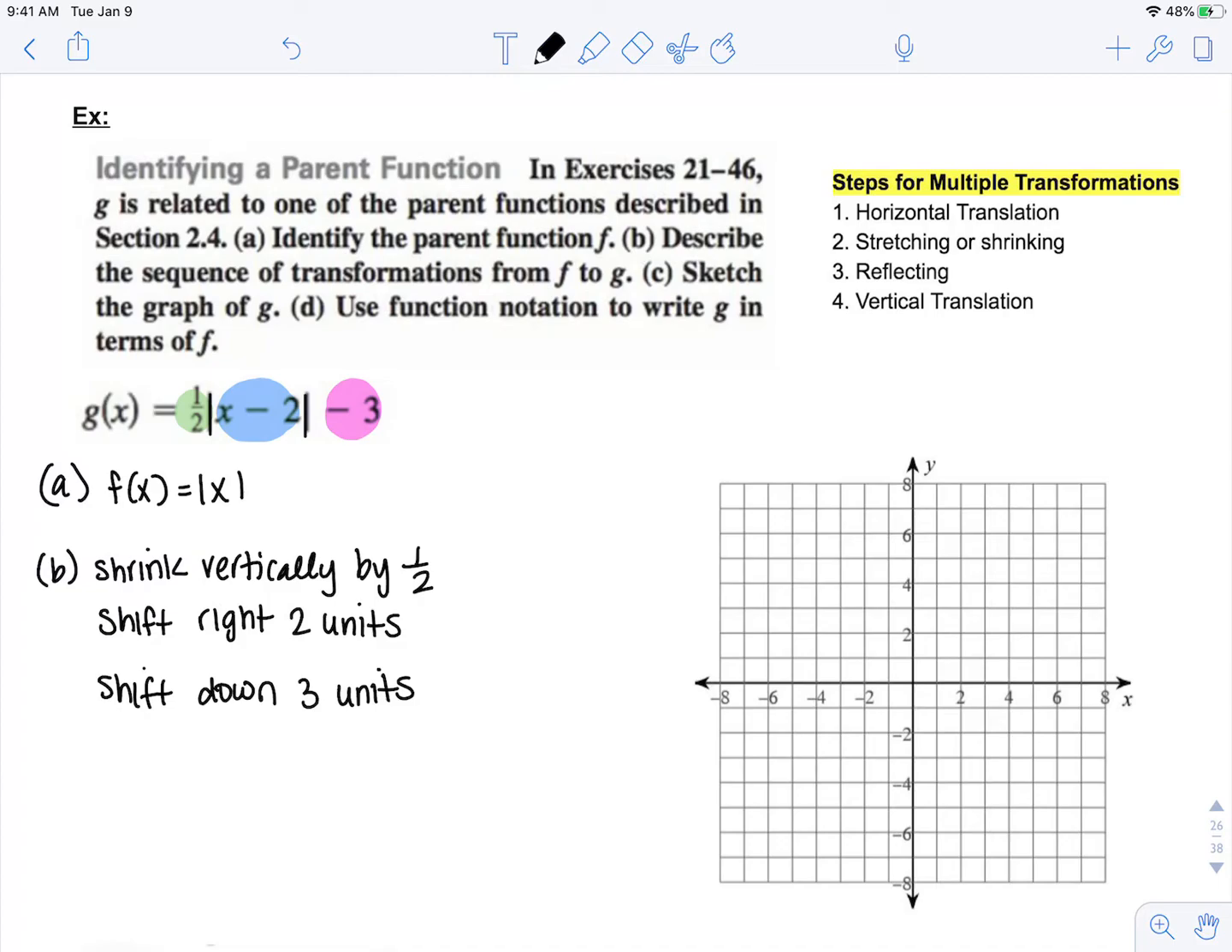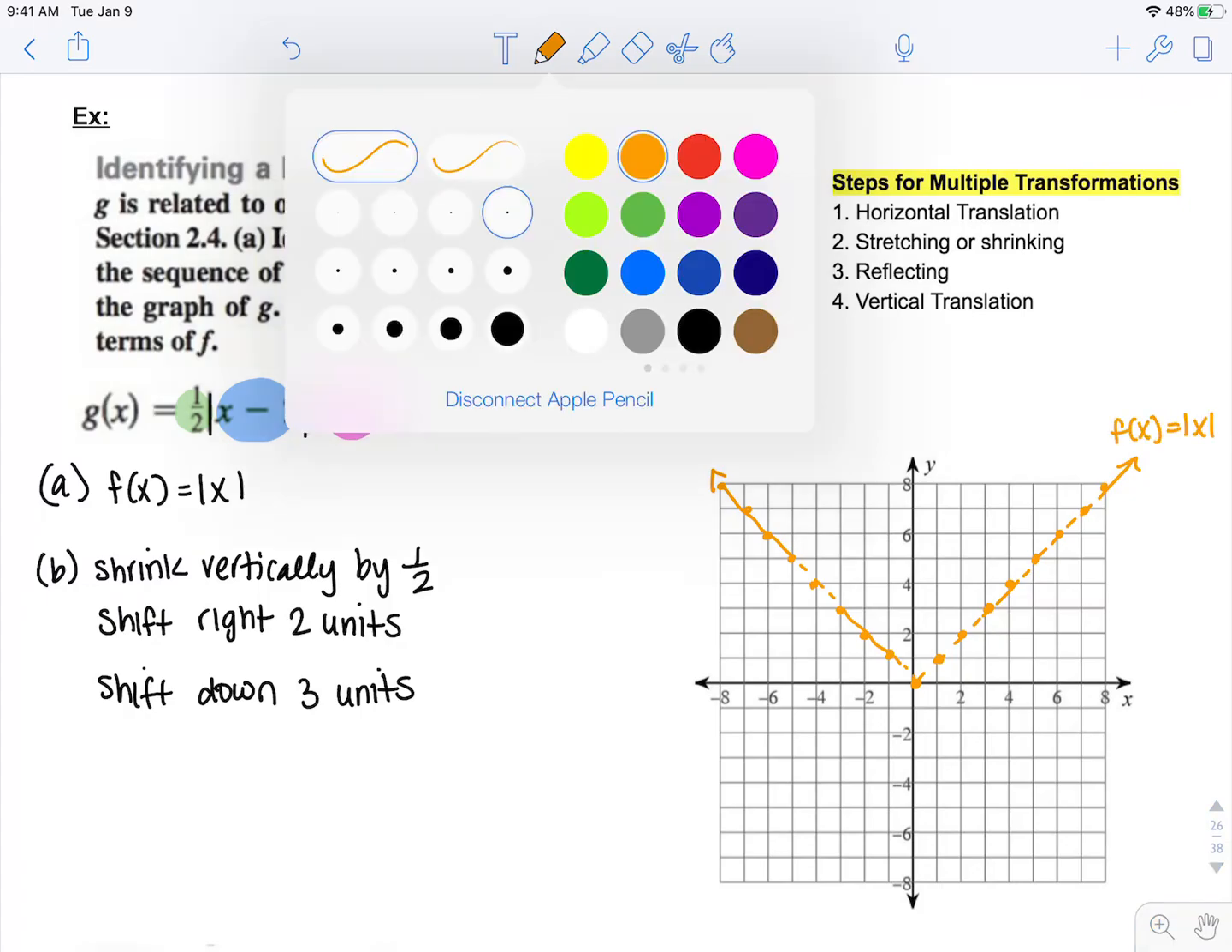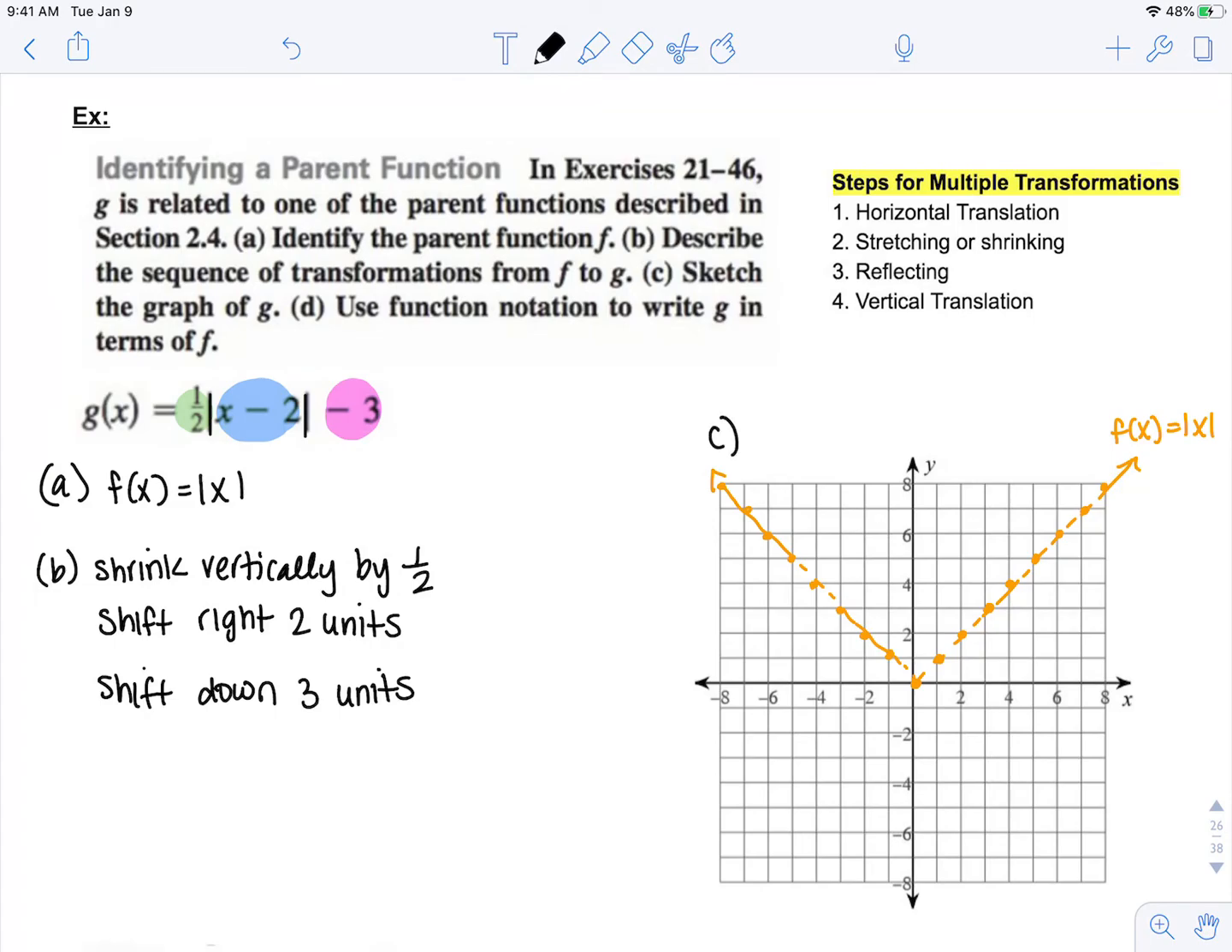Now they want us to sketch the graph of g. Well, I know my parent function, absolute value of x, looks like this. These are all of the points here. So this is f of x equals absolute value of x. And this will be part C.